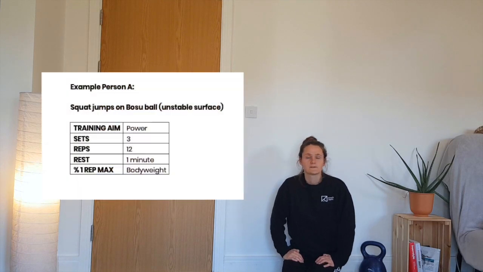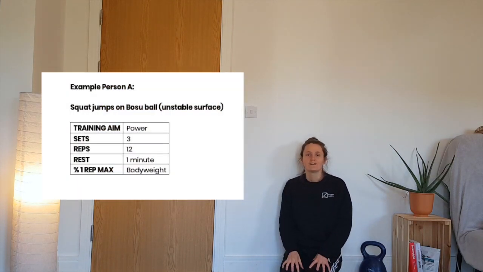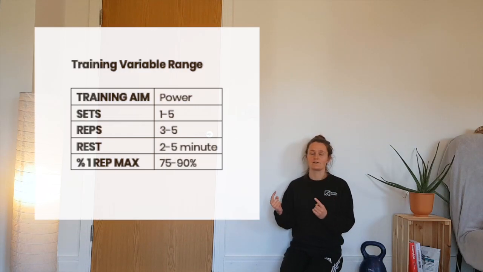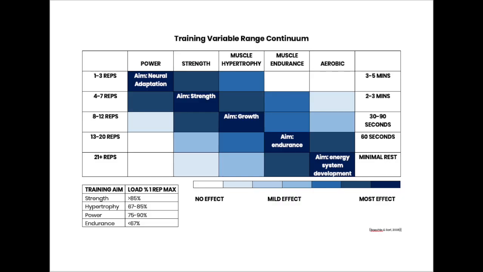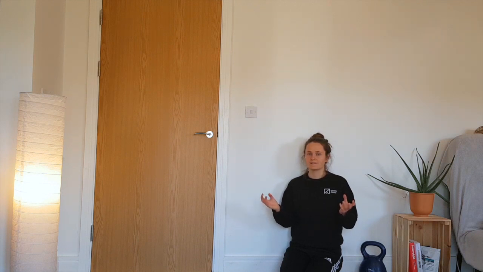Secondly, let's say that person's doing 3 times 12 reps, standard 3x12 squat jumps on a Bosu ball. However, if they're trying to develop power, if you remember from the parameters graph, they should be working at these values. Again, the training variables are not marrying up with the training aim. So that person's going to get really frustrated after a couple of sessions when they don't notice an increase in their power because they're not actually training their body for power.